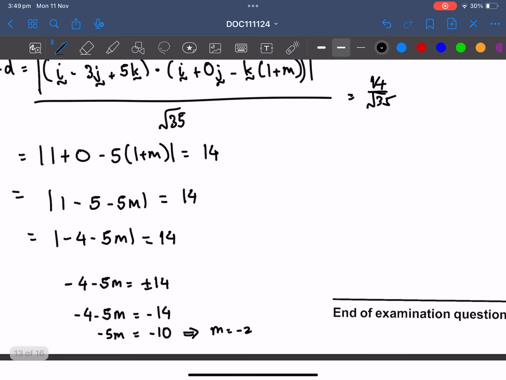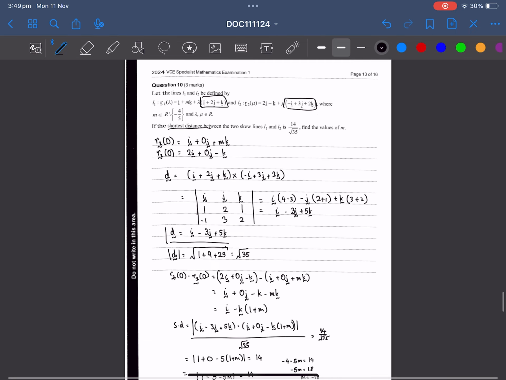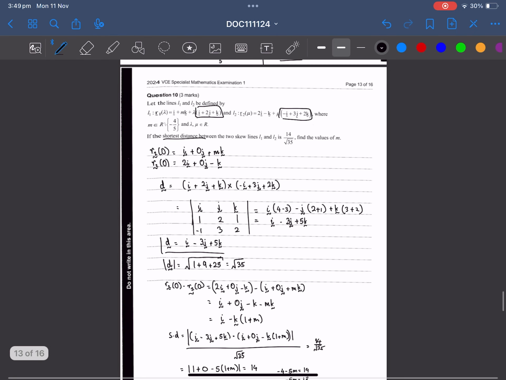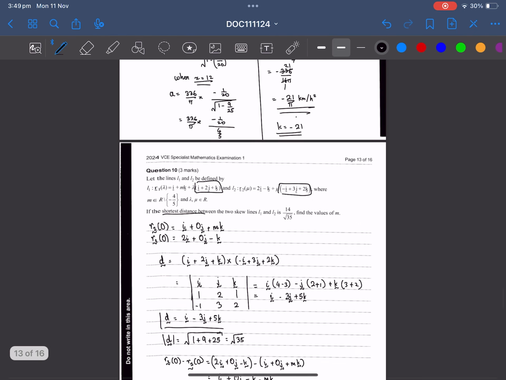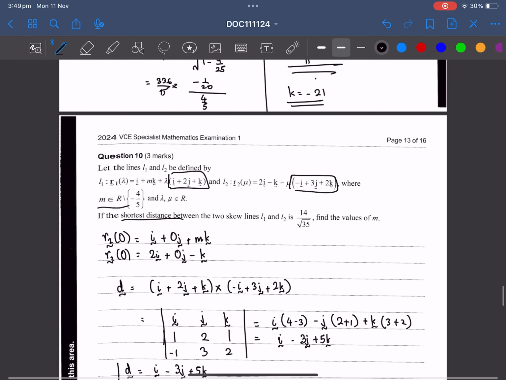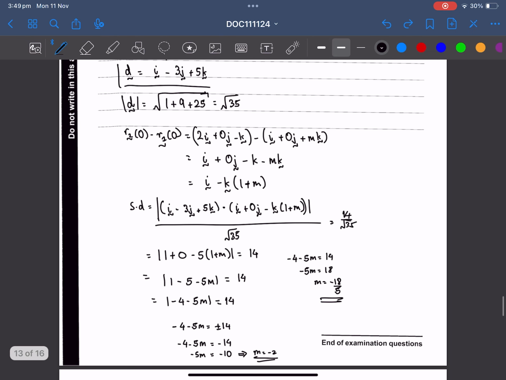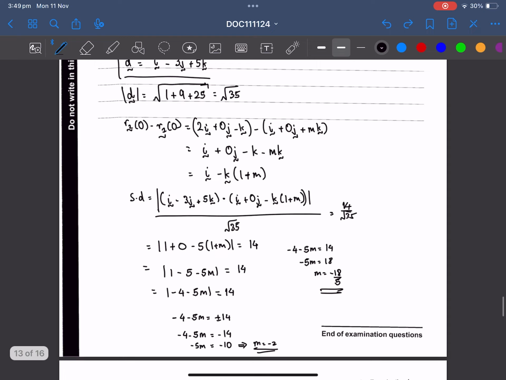And minus 4 minus 5m is equals to 14. So minus 5m is equals to 18. So our m is going to be minus 18 on 5. So these two are the m values I got. Okay, so m is all real numbers, so the chances our value is correct. Hopefully they are correct.